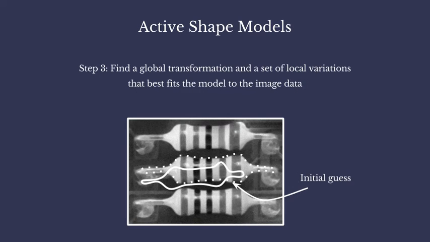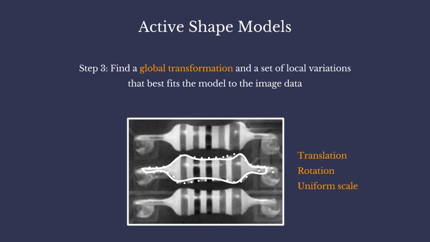In the final step, we search for the model that best explains the image data. This search is split into two alternating tasks. First, determine a global transformation that aligns the model with least amount of error against a set of detected points. Due to uncertainty in the exact shape boundary, this transformation will not be perfect.